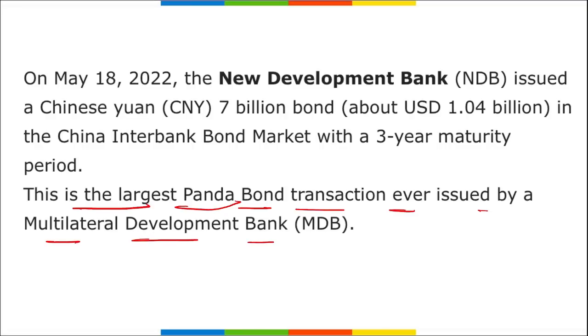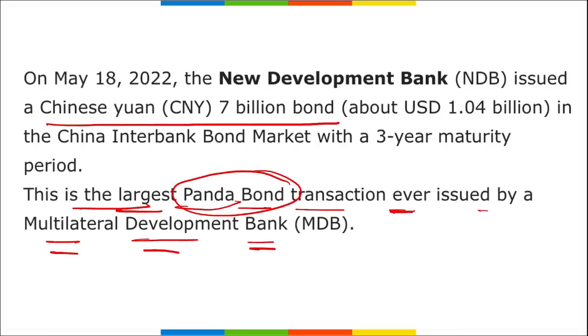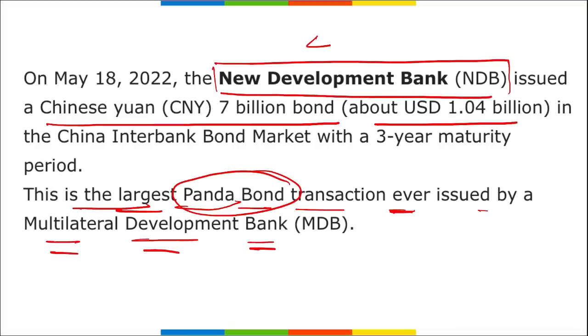What is a Panda bond if we discuss? Remember, a Panda bond is a bond issued by international issuers denominated in Chinese yuan and traded in mainland China's domestic market only. This time the largest Panda bond transaction ever issued by a multilateral development bank is of 7 billion Chinese yuan, that is roughly around 1.04 billion dollars, and it was issued by which organization? It was issued by New Development Bank, that you should know.